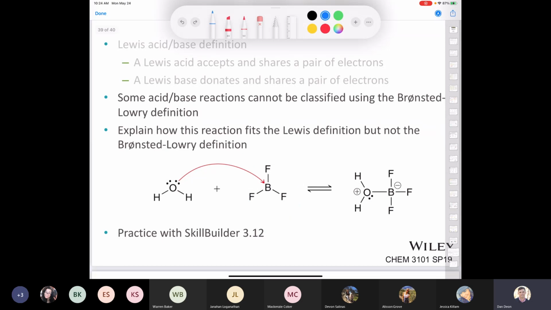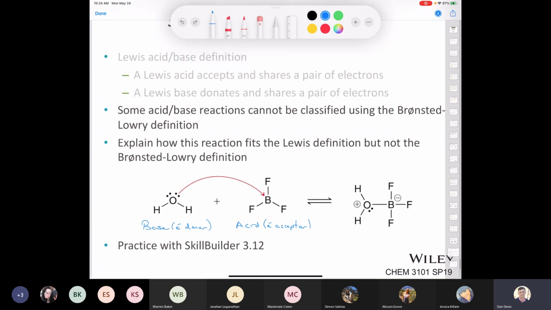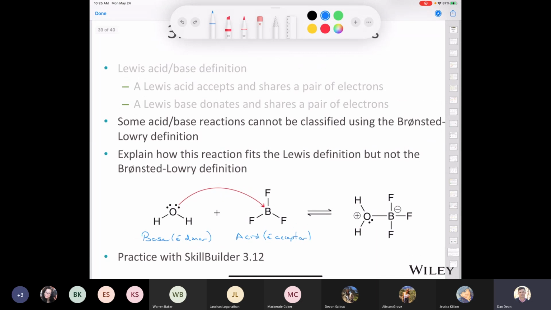But does it follow Lewis acid-base theory? Oh yeah, it does. Right? This is our base. It's an electron donor. Boron trifluoride has that empty, unhybridized p orbital. Is it behaving as an acid? Absolutely it is, right? This is our acid. It is our electron acceptor. It's taking the pair of electrons over here. So there we go. Lewis acid-base theory is a necessity. You have to know Lewis acid-base theory.